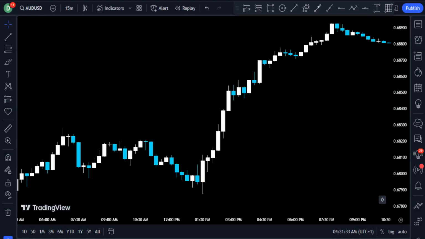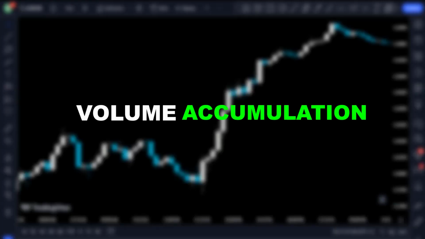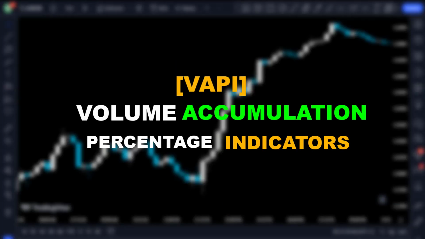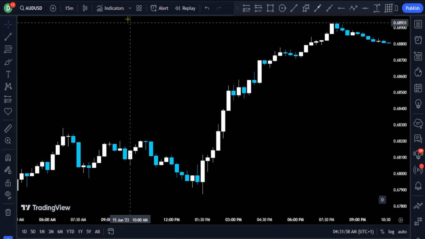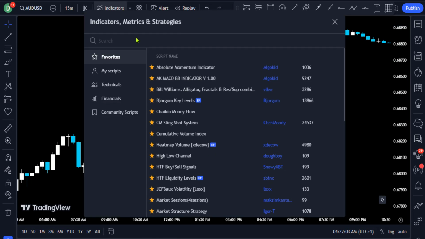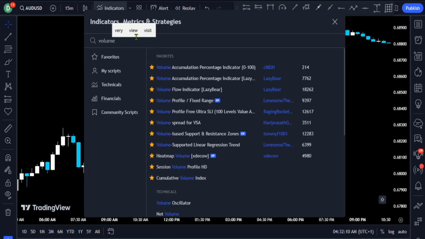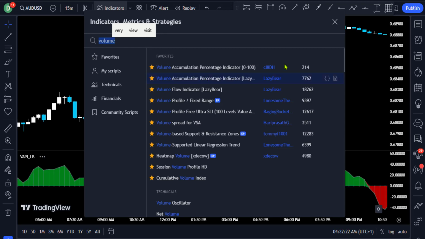Now, you can see that we are open to the price of the Australian dollar with the US dollar currency pair, and on the 15-minute time frame. So in the first place, we have this volume indicator, that is called the Volume Accumulation Percentage Indicator, the VAPI. Now, you are going to click on this Indicators tab over here, and then type in here, the Volume Accumulation Percentage Indicator, and select this one that was created by this guy, Lazy Bear.